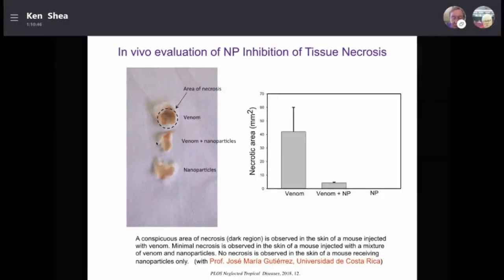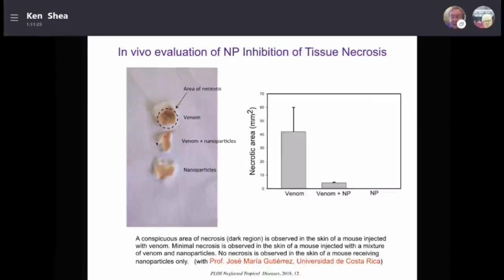In a collaboration with Professor Gutierrez at the University of Costa Rica, I'll have a picture of him in a moment, we have been able to demonstrate that this single nanoparticle is able to show efficacy in vivo, that is, in mouse models. This is an assessment of the tissue necrosis caused by injecting into the skin of a mouse some venom from a specific snake.